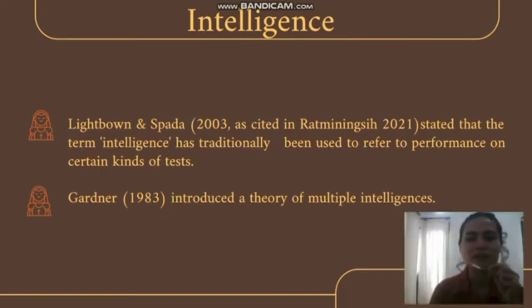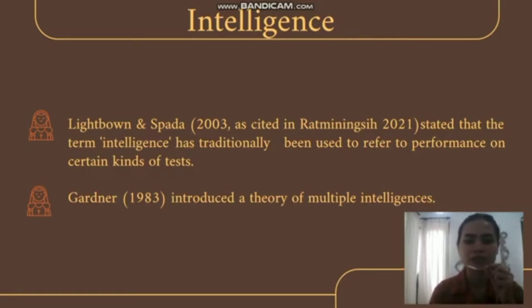The first one is intelligence. According to Lightbown and Spada 2003, as cited in Ratminingsih 2021, the term intelligence has traditionally been used to refer to performance on certain kinds of tests. These tests are often associated with success in school. Based on Gardner, 1983, he introduced a theory of multiple intelligences. He described 8 types of intelligence.